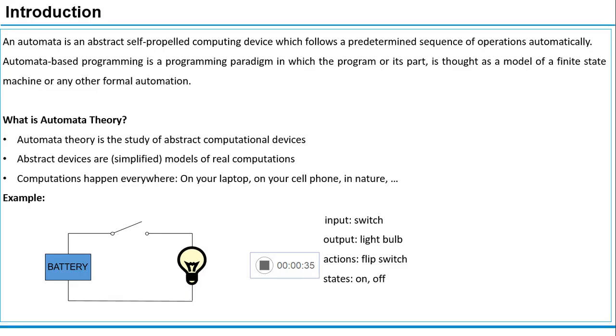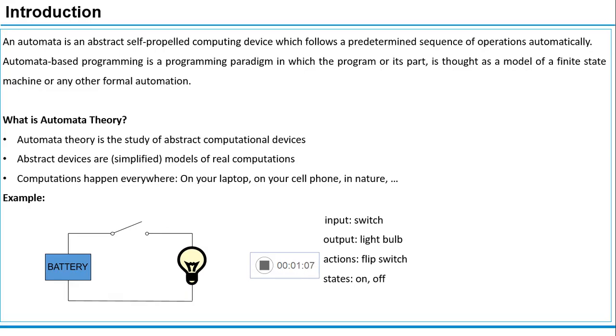The automata-based programming paradigm is where we can take any program or a part of a program and use it as a model for a finite state automata machine. What is automata theory? Automata theory is the study of abstract computational devices. These abstract devices are models of real computations. Computations happen everywhere. You can see it in the laptop, you can see it in the cell phone. Here we can take an example.